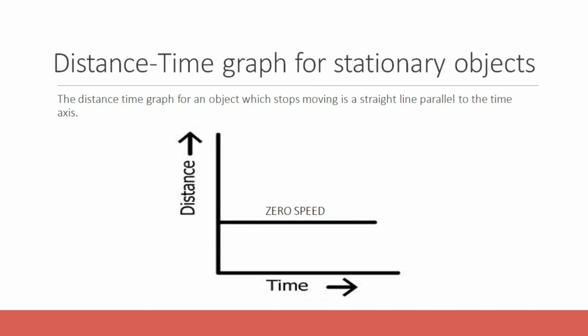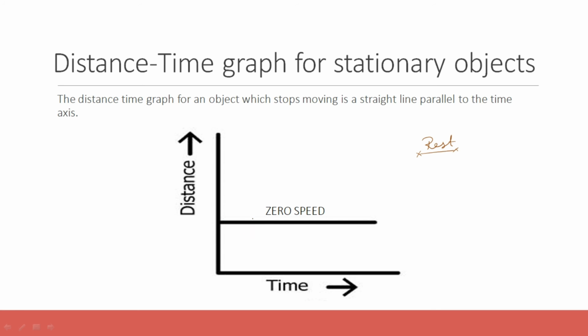Now next, this is very interesting. This is a distance time graph for a stationary object. Stationary means if object is at rest. So how you will get the graph of such objects? So it will be a straight line which will be parallel to the time axis. You will get a straight line which is parallel to the time axis.